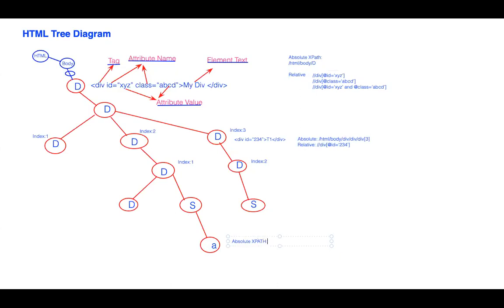Absolute XPath for this would be HTML, body, then div, then div 2, then another div, then we have div and s. I need to go to s here, which represents span, so I'll write span and then a. Now this will be my absolute XPath. Now, what will be its relative XPath?